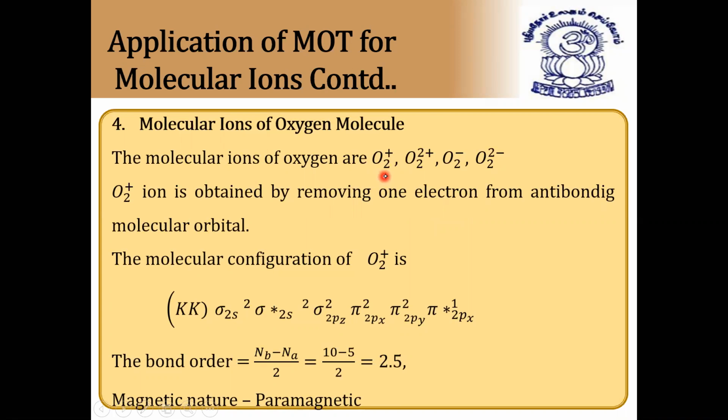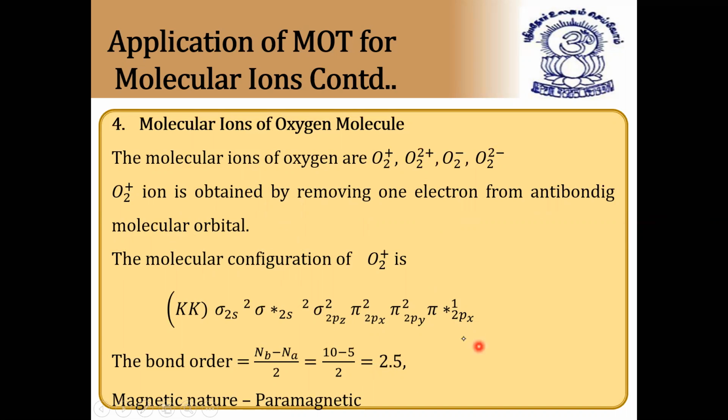Now here you can see O2 plus, O2 2 plus, O2 minus, O2 2 minus. Let us see. O2 plus: total electrons for oxygen is 16, so 16 minus 1. Plus means 1 electron is lost, so 15 electrons: sigma 2s², sigma star 2s², sigma 2pz², pi 2px², pi 2py², pi star 2px¹. Here the anti-bonding pi star 2py¹ is not there, so 1 electron is lost from anti-bonding. For oxygen, we are removing the electron from anti-bonding. The O2 plus ion is obtained by removing 1 electron from an anti-bonding molecular orbital. Very, very important. So the bond order is 2.5.